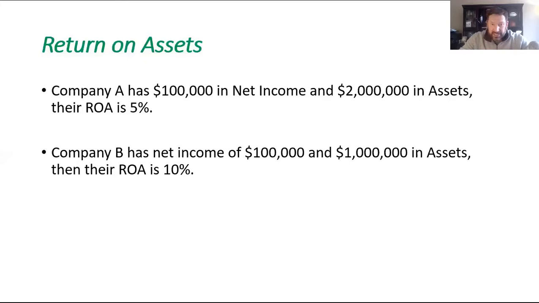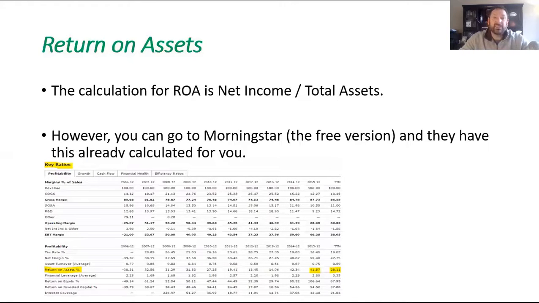Company A has $100,000 in net income and $2 million in assets. Their ROA is 5%. But if Company B has net income of the same $100,000, but only $1 million in assets, then their ROA is 10%. Company B, although they have fewer assets, is earning more money more efficiently than Company A, who has more assets. The better the ROA, the better the management team is at running the business efficiently. So the calculation is net income divided by total assets.